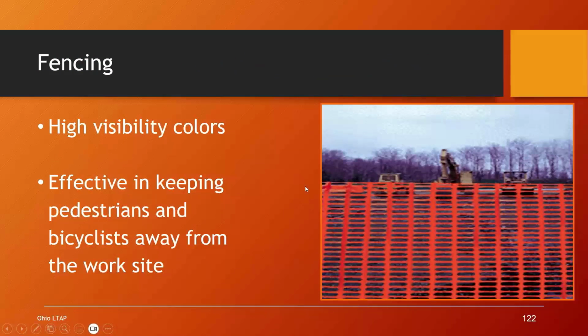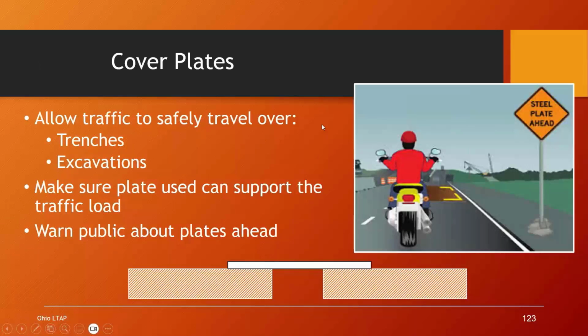So here's what's called high visibility collars for fencing. You can use these in areas where you might have a high presence of pedestrians or bicyclists. Like maybe a trench you don't want pedestrians and bicyclists driving into or walking into, you can surround it with this fencing.